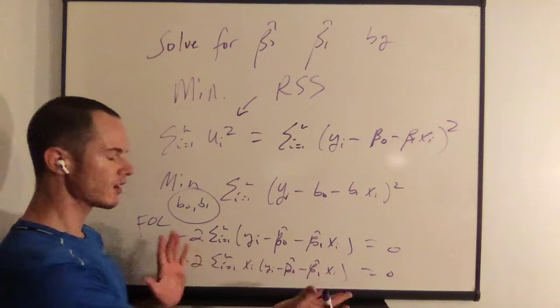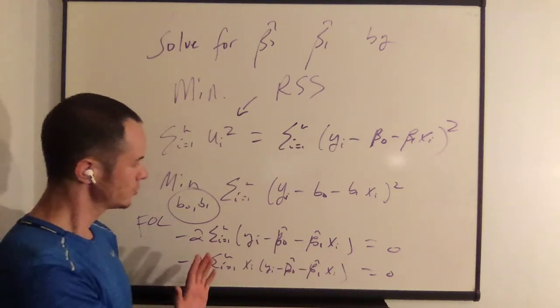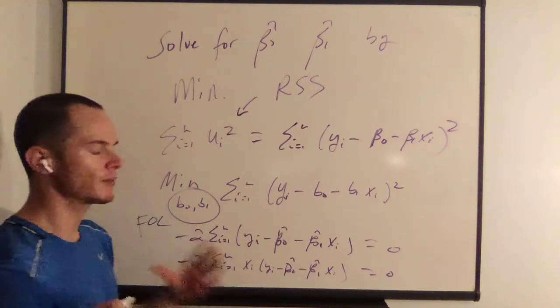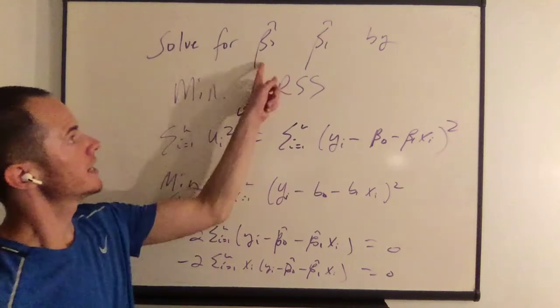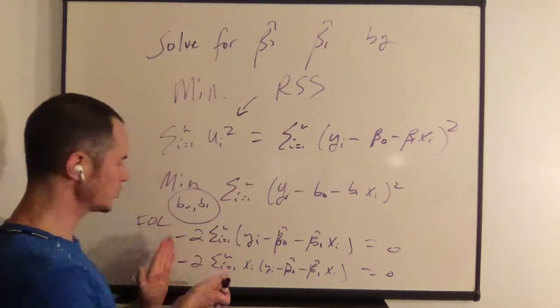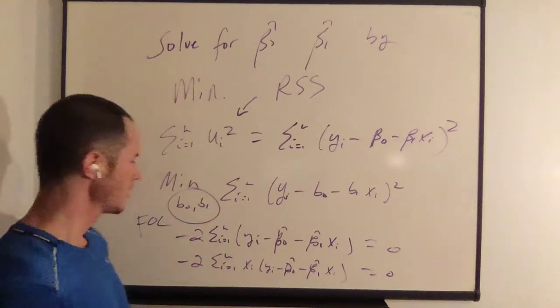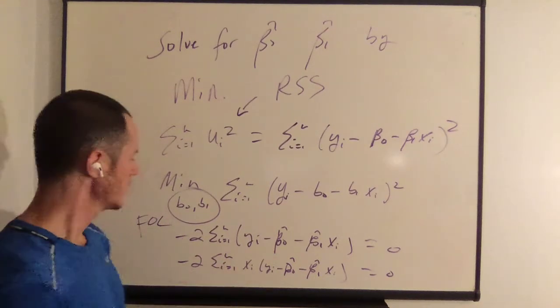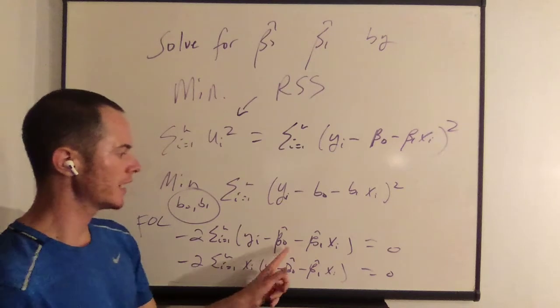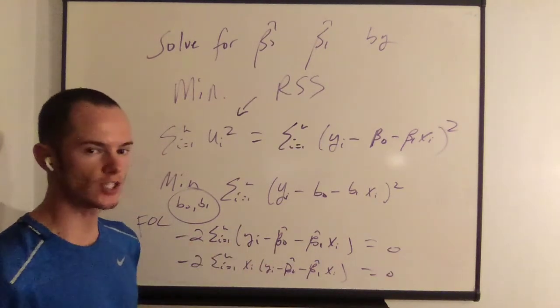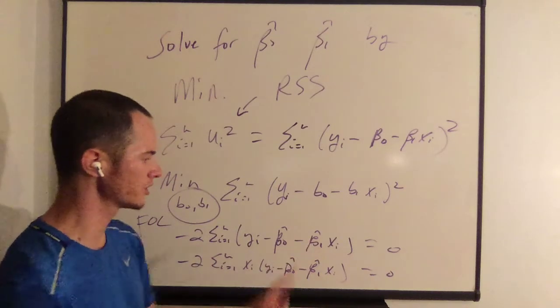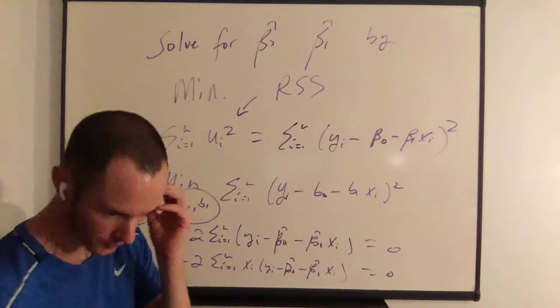And observe that these are the sample counterparts to the population moments that we started with to come up with our expressions for beta naught hat and beta 1 hat, except that we have 2's in front of these instead of 1 over n. But as we showed, these will not matter for the solution of beta naught hat and beta 1 hat because they will show up on both sides of the equation and therefore not matter for the solution.